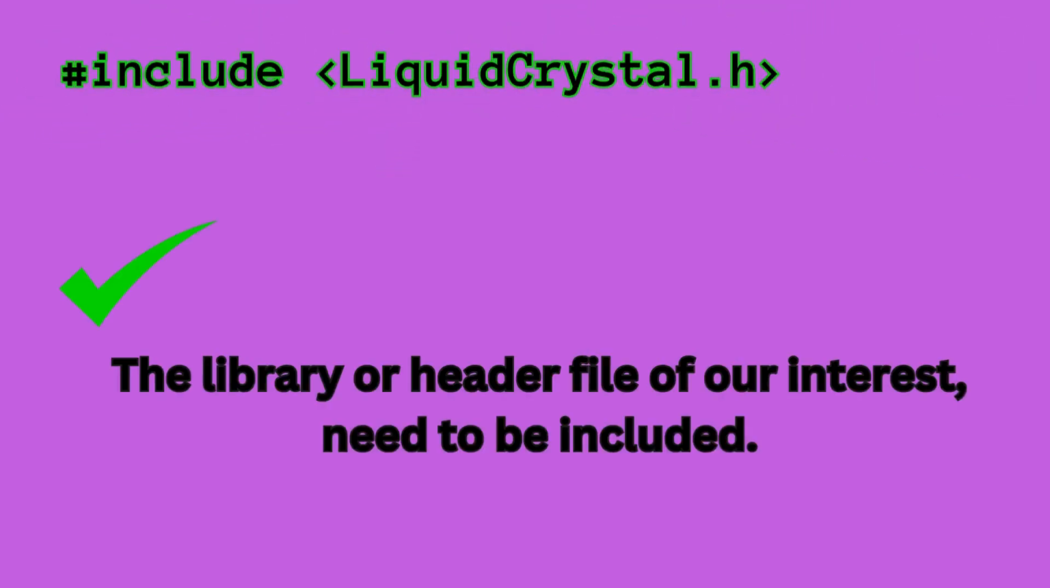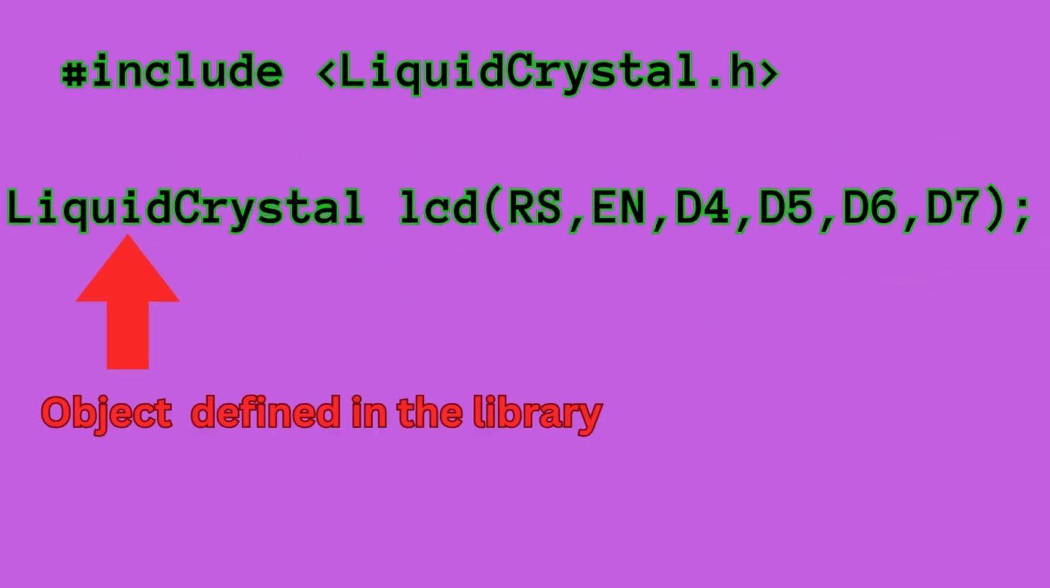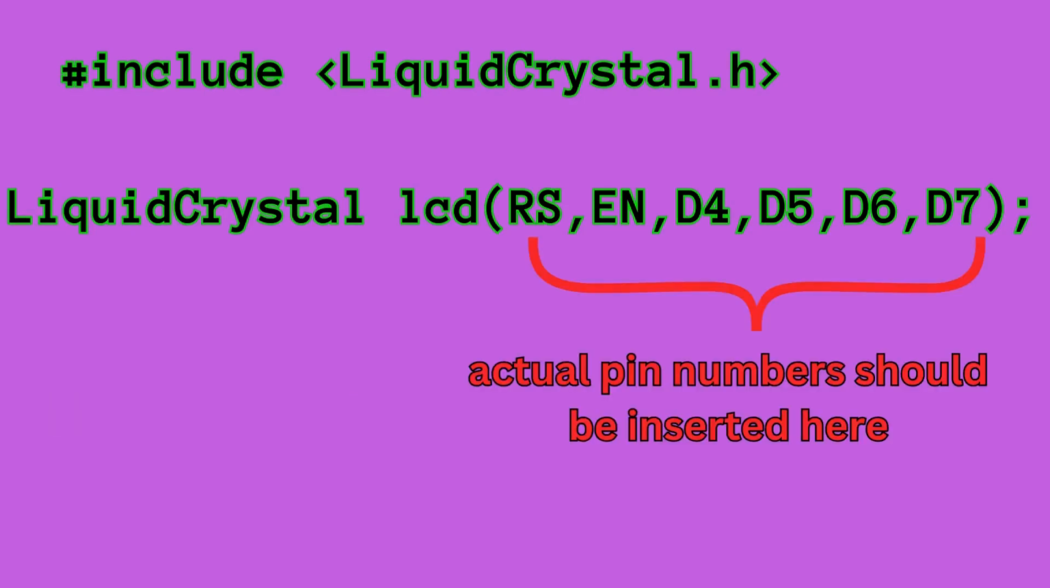A library, that is header file, named liquidcrystal.h is used in our code. LiquidCrystal is a type of object defined in the header file. This object is used to create our application named lcd.